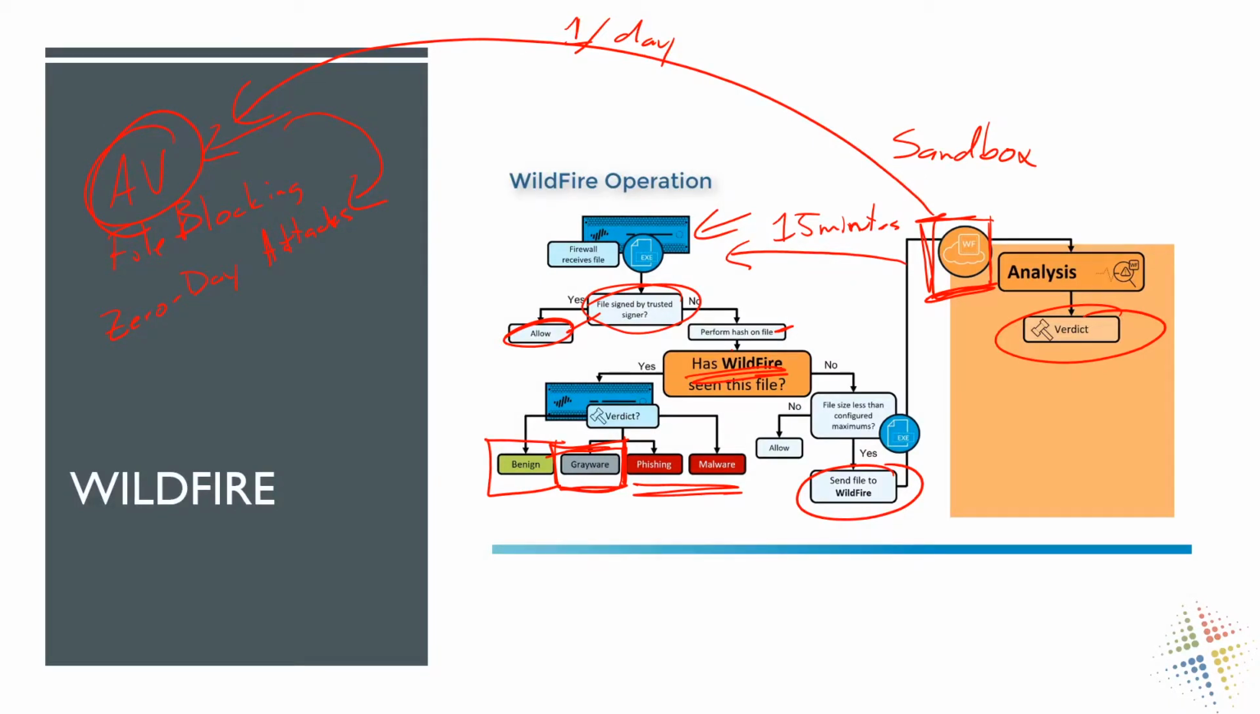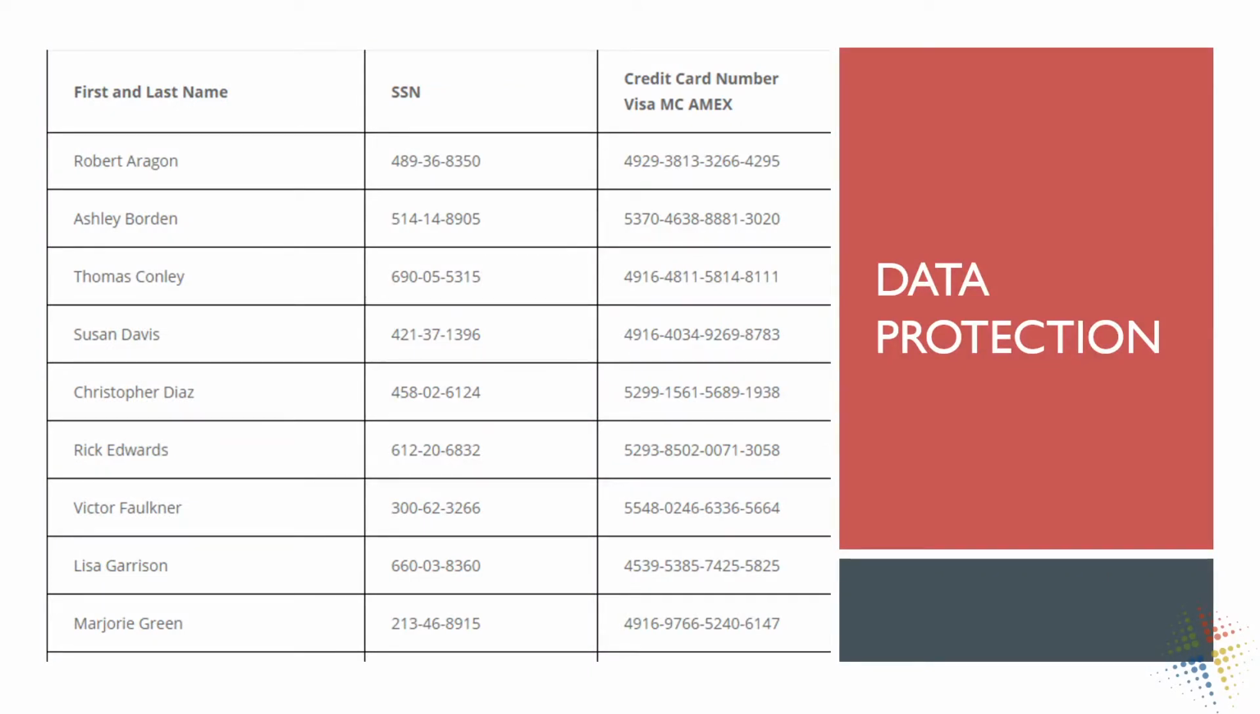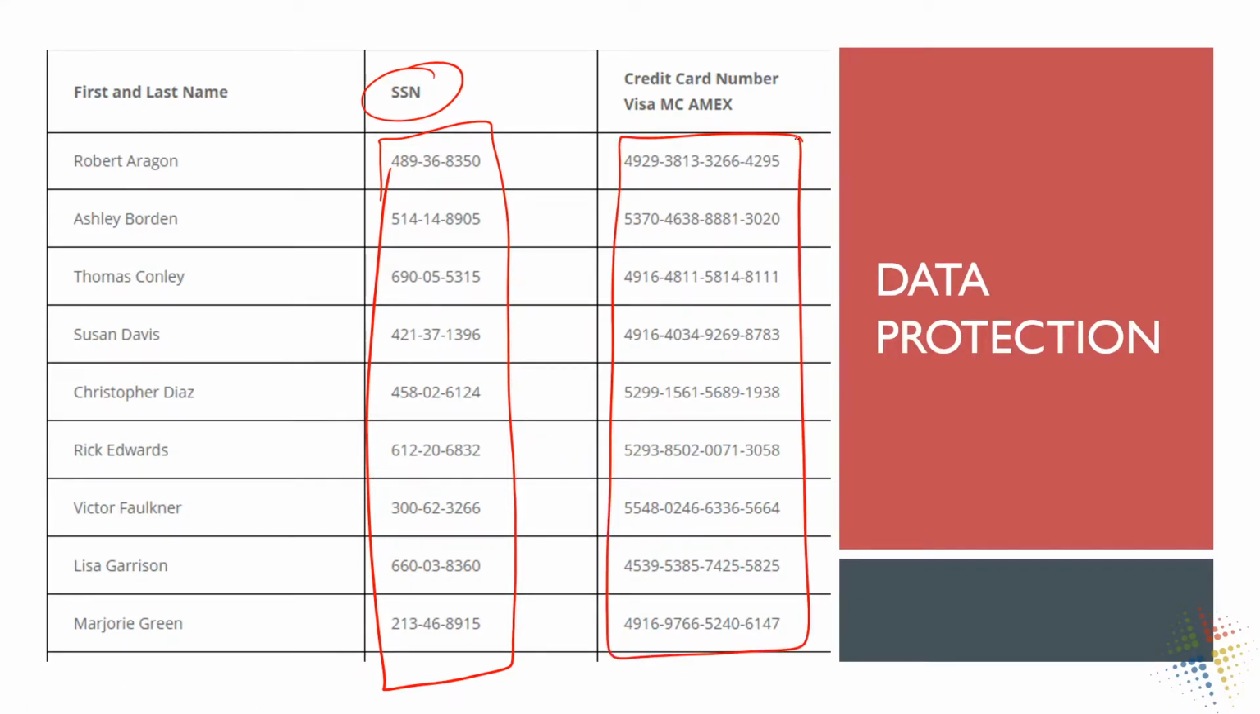So that is WildFire. The next item is data protection. And data protection is where we can start talking about data that we need to protect. The easiest ones to look at for this might be like this right here, social security number. Do we want these social security numbers possibly leaving our company? Or credit card numbers. Do we want these credit card numbers leaving our company? Probably not. So we can set up a data protection or data filtering policy in order to block that from happening.